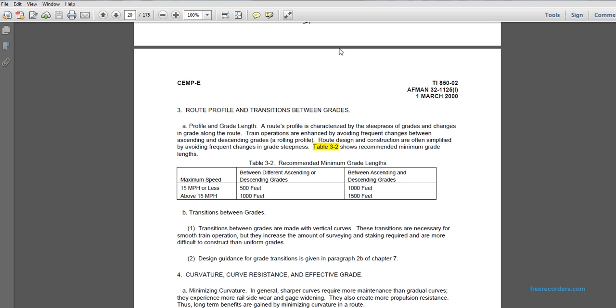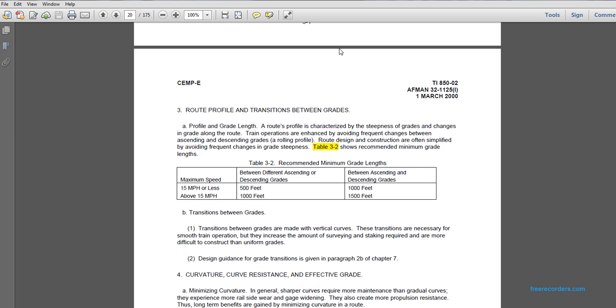For a maximum speed of 15 miles per hour or less, the minimum grade length is 500 feet between ascending and descending grades, and 1,000 feet above that. Above 1,500, for maximum speed above 50 miles an hour, the minimum is 1,000 feet between different ascending and descending grades, and 1,500 feet between others.